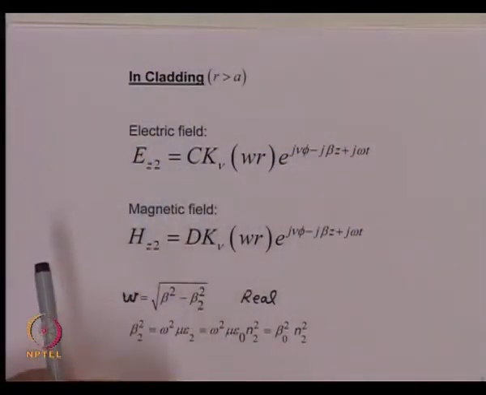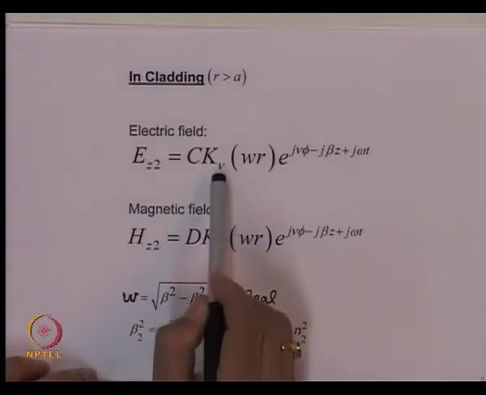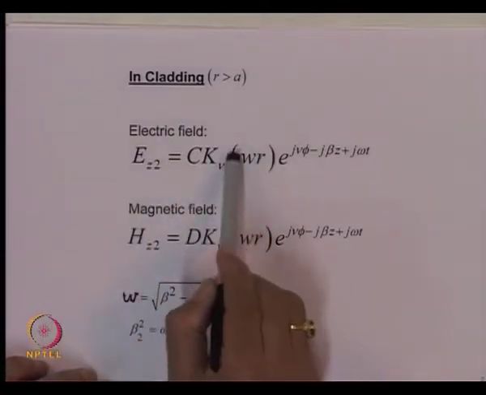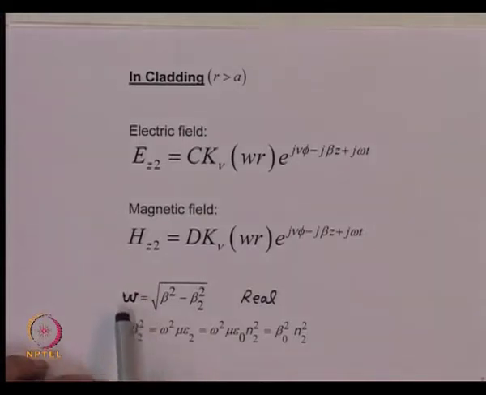Inside the cladding, we had the field variation given by the modified Bessel function. So, we had an arbitrary constant C, and then K, the modified Bessel function of order nu, with the argument w r, where w is given by the square root of beta square minus beta 2 square, where beta 2 is the phase constant intrinsic to the medium of refractive index N2.